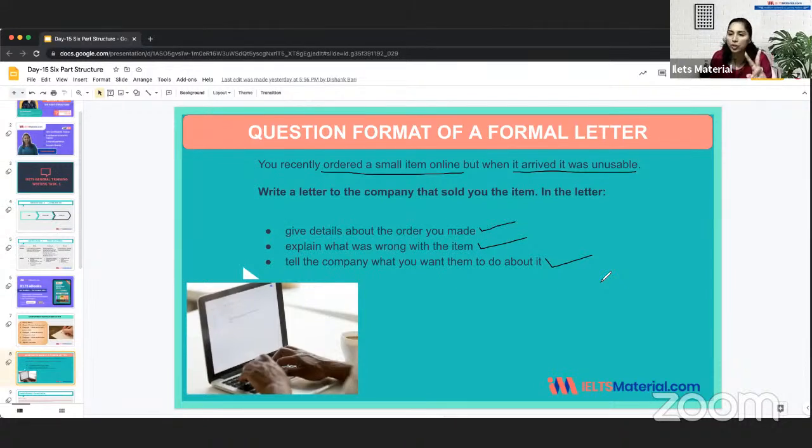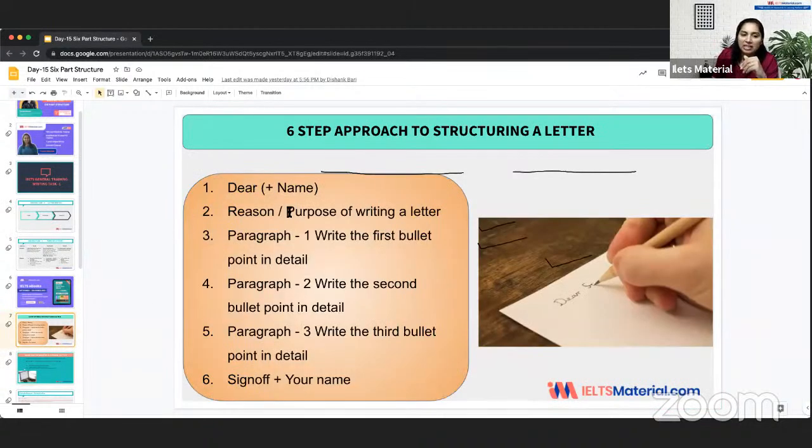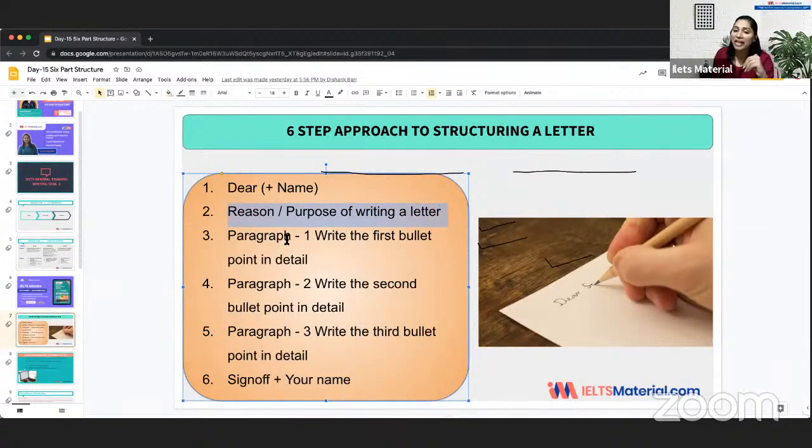We need to write an introduction paragraph or directly start with the first bullet point. That is what I said. You need to write the purpose of the letter, which is called the introduction paragraph. This is the reason, or the purpose of writing the letter. Why are you writing the letter?